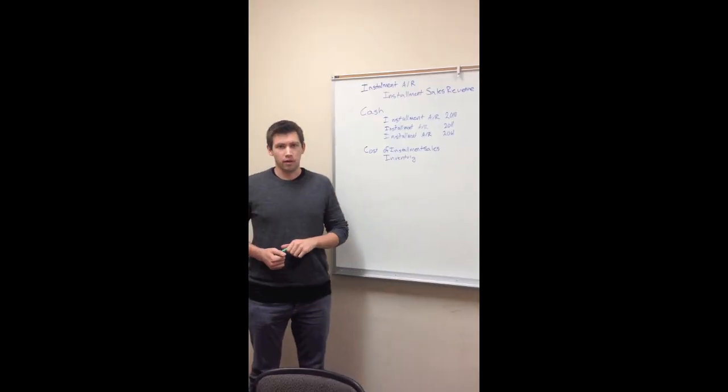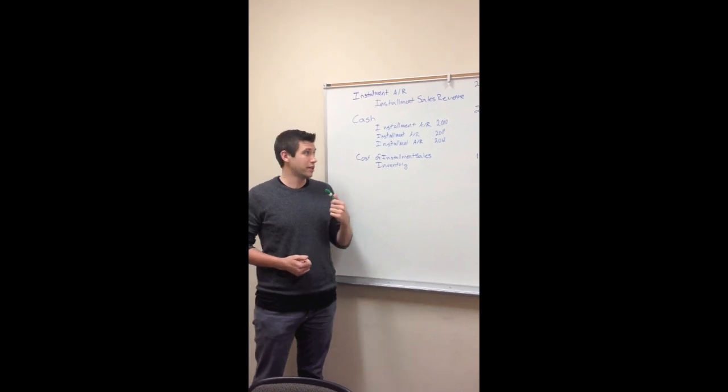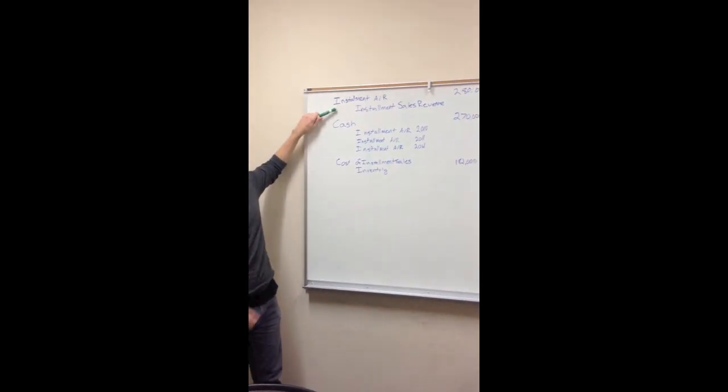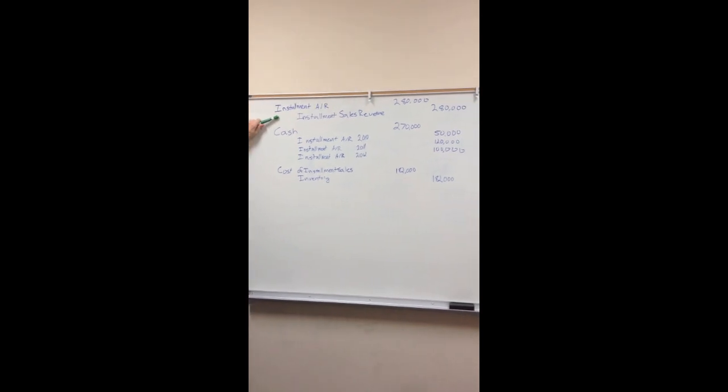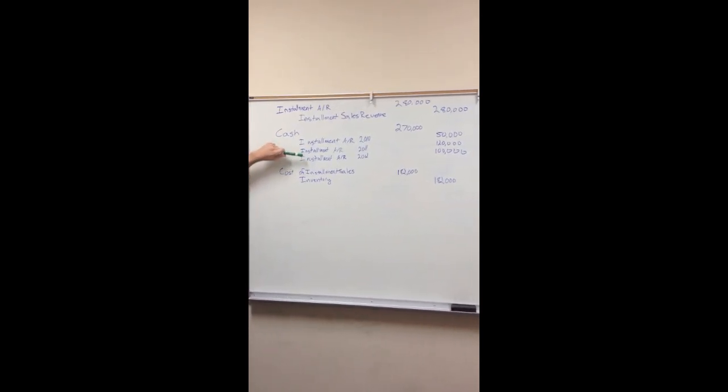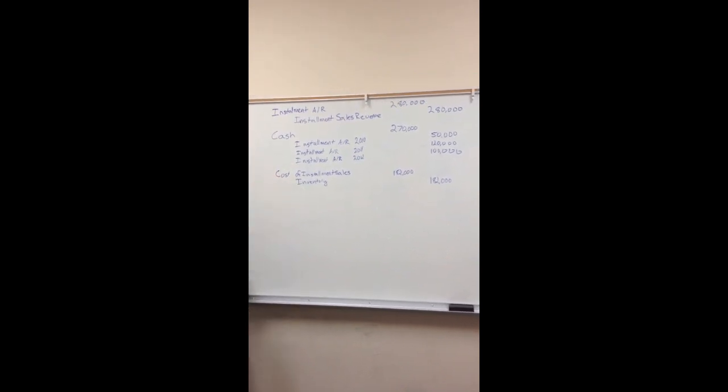This is part B of problem 18.8. We're doing really easy journal entries. Receipt of sales revenue, $280,000. The receipt of cash, we have our credits here for years 2010, 11, and 12. And then the cost of installment sales and the credit to inventory.